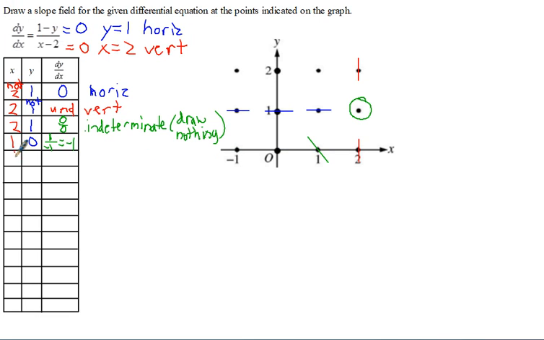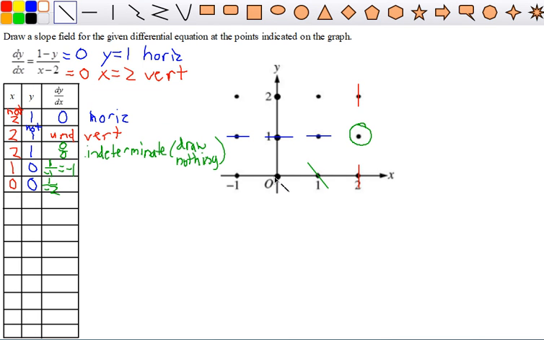Then if we try 0, 0, well, if y is 0, the numerator is positive 1 again. If x is 0, then you get negative 2 on the denominator, so it'll be negative 1/2. So here, this would be down 1, right 2, so it still has a negative slope, but not as steep as this one. Headed toward this point over here.